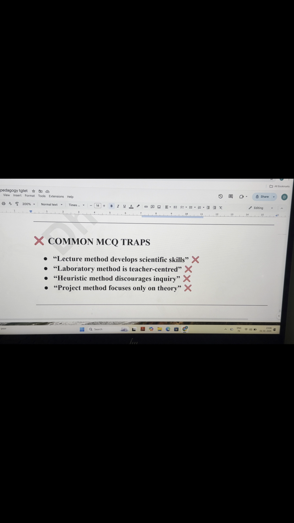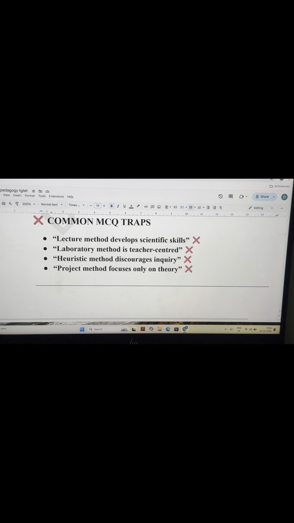So don't get confused. Lecture method develops scientific skills? No. Laboratory method is not teacher centered, it is student centered. Heuristic method encourages inquiry, not discourages. And project method focuses only on theory? No.